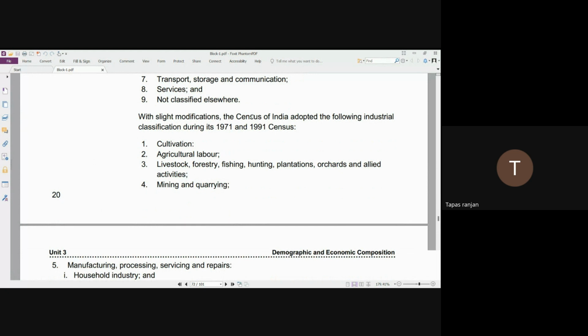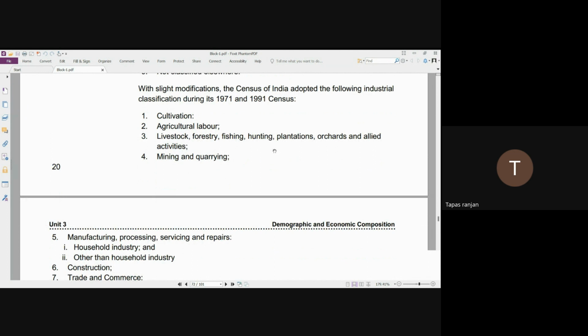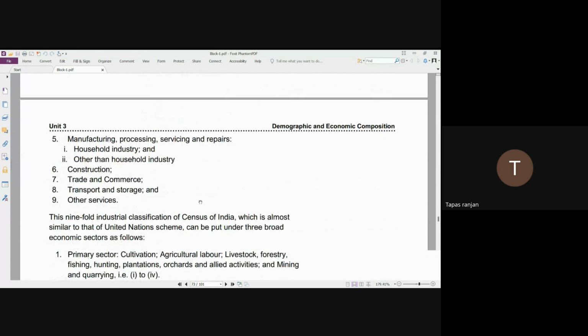You have cultivation, all those who are engaged in cultivation activities. Agricultural laborers, they basically do not have a patch of land, so they work on others' land, and those are considered agricultural laborers. Then you have livestock, forestry, fishing, hunting, plantation, orchards, allied activities. So this is the third category. Now all these categories belong to your primary activity. Then manufacturing activities, processes, services, repairs. You have construction activities, trade and commerce activities, transport and storage activities.